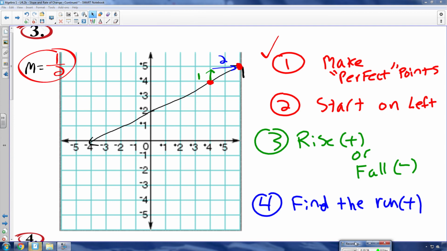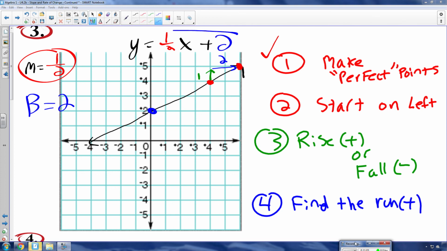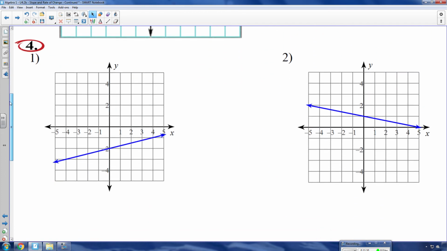Now what is the b? What is the y-intercept? Well, I think we know how to find the y-intercept from previous videos. So we can look right here at 2. That's the y-intercept, so the b is 2. So what would the equation of this line be? Well, it'd be y is equal to 1/2 x plus 2. And that is the equation of the line that I drew below. So hopefully that's making some sense.